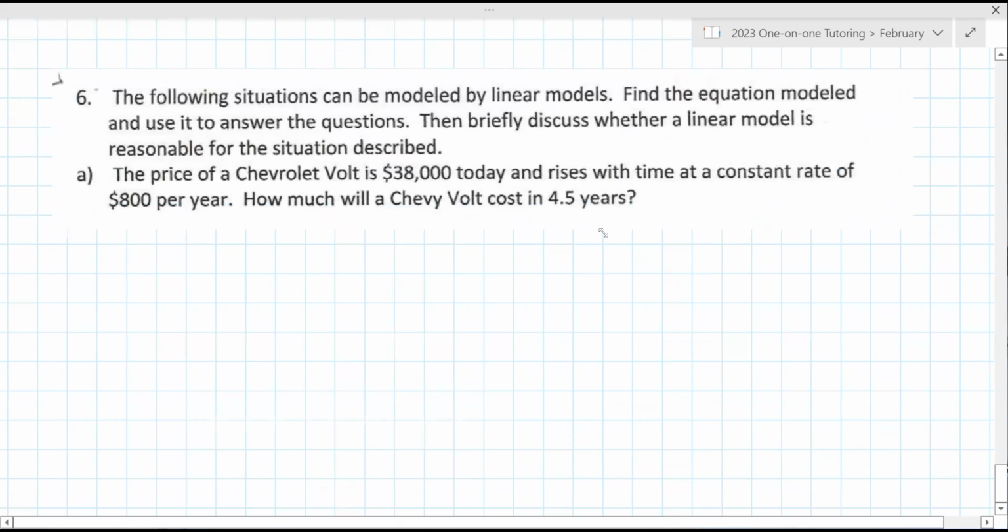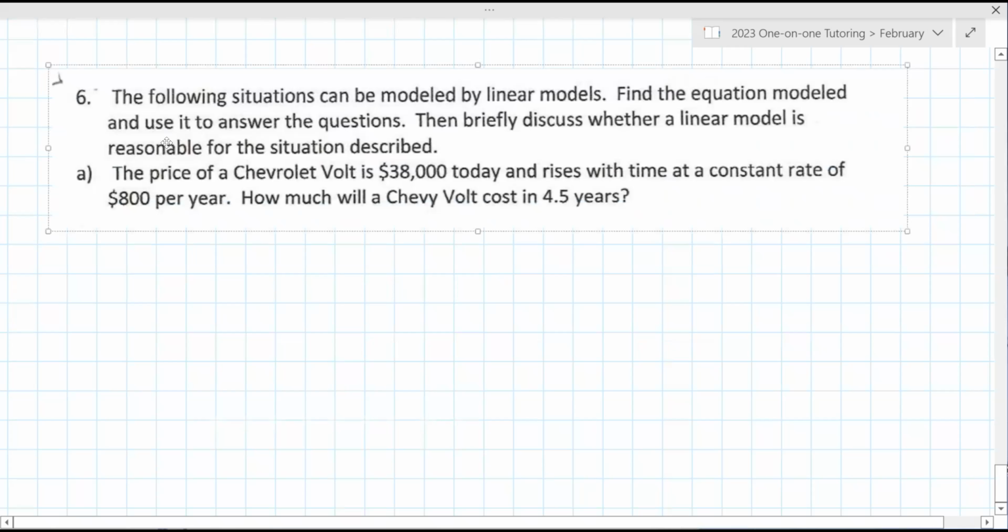Okay, the following situation can be modeled by linear models. Find the equation modeled and then use it to answer it. Then briefly discuss whether the linear model is reasonable for the situation described. All right. Okay, so 6A, it's a bunch of parts here. So part A is to write the equation.